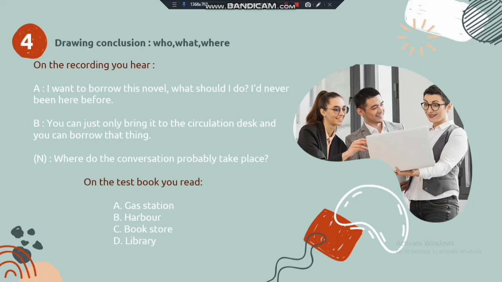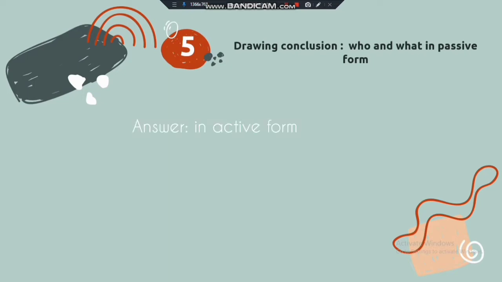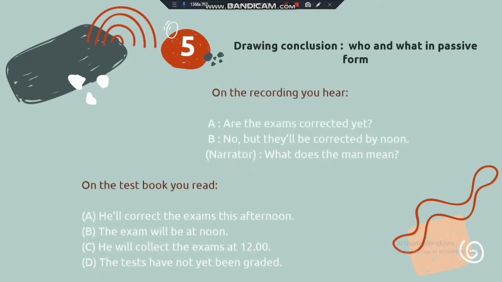The next is number 5. Drawing conclusion: who and what in a passive form. When you find a passive line in the conversation, the answer must be in active form. And if you find an active line in the conversation, the answer must be in passive form. You can read the example below. What do you think is the best answer?